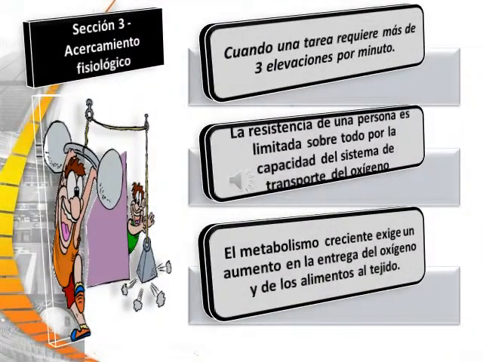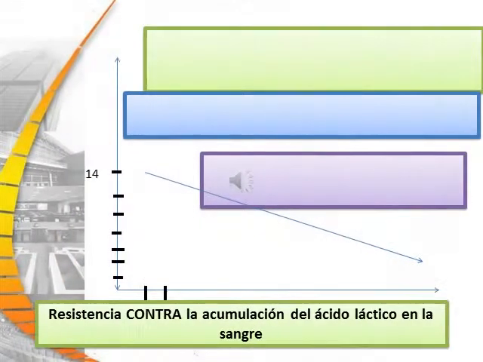When a task requires more than 3 lifts per minute, a person's endurance is primarily limited by the capacity of the oxygen transport system. Increased metabolism demands an increase in delivery of oxygen and nutrients to the tissue.